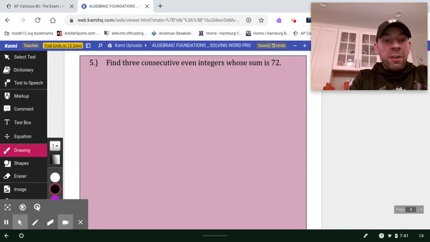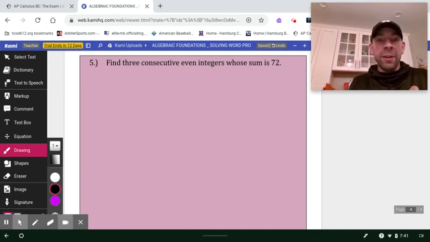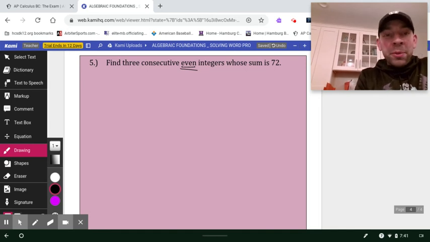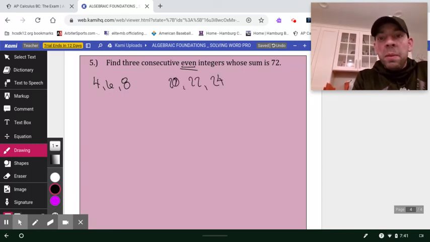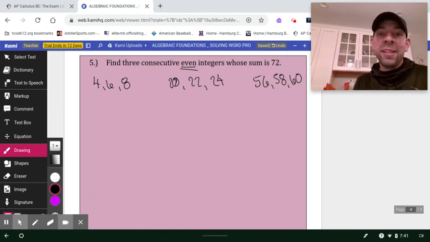We're going to finish off today's video with a real big bear. And so not only do we have 3 consecutive integers, but catch this word right here. We're looking at consecutive even integers. So a couple of examples that we could potentially end up with as solutions is maybe the combination of 4, 6, 8. Or maybe we could end up with 20, 22, 24. Or maybe we get 56, 58, and 60. These are all examples of 3 consecutive even integers.